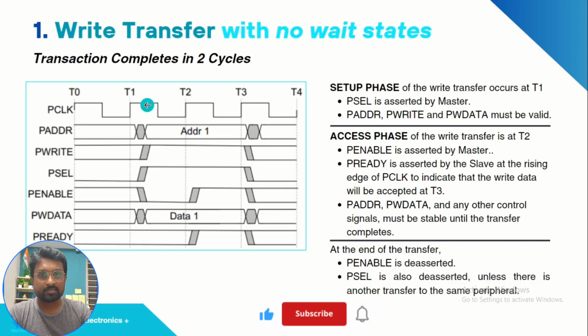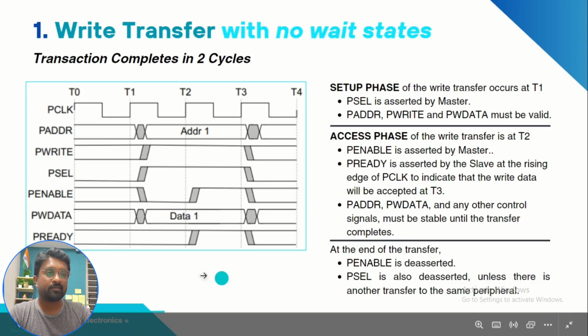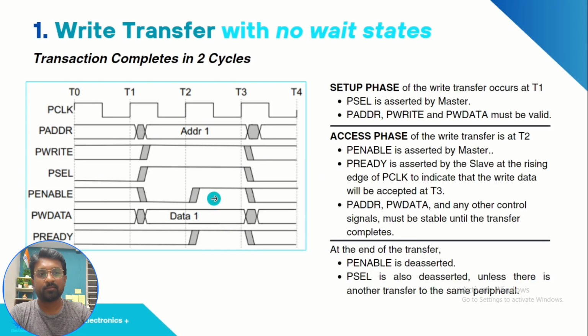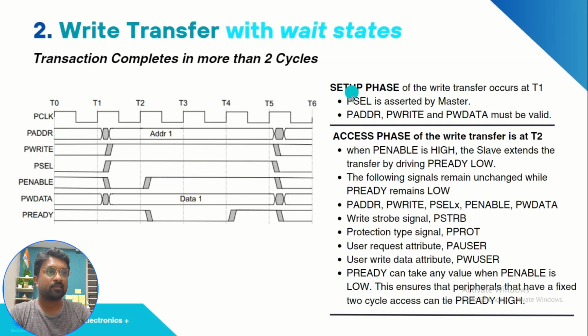So here, in T1 it is the idle phase, which we are not going to consider. T2 will be the setup state where all the signals are going to be sampled. T3 will be the access state where the slave is going to get the transaction, that means the write transaction. So this is how we can understand the write transfer with no wait state. No wait state, because PREADY is 1 here itself as soon as PENABLE becomes 1. So let us move on to the next, write transfer with wait state.